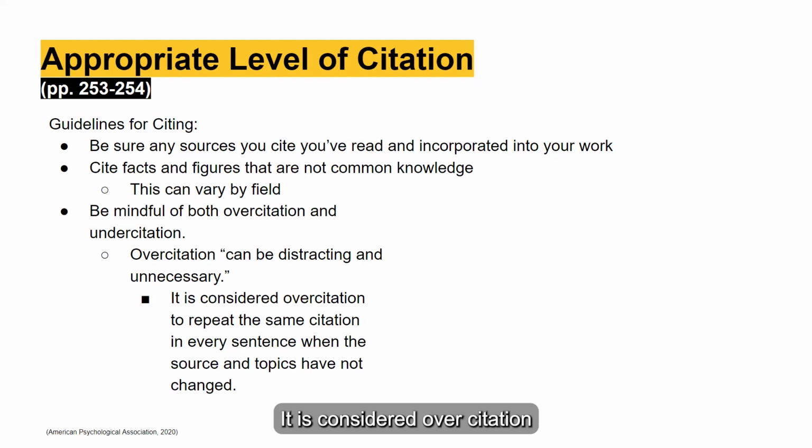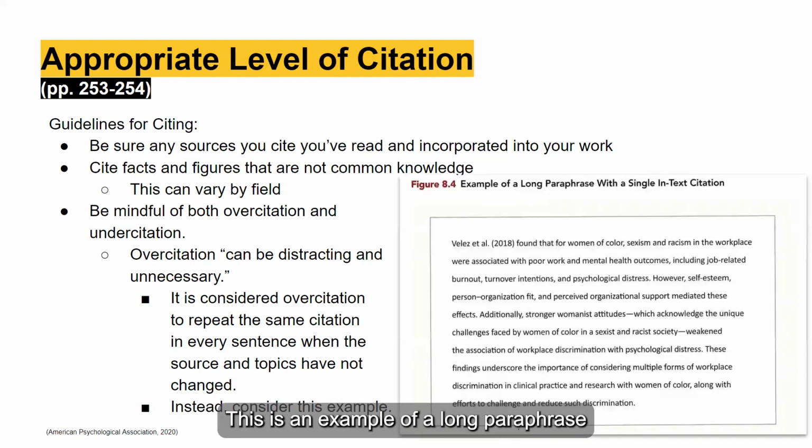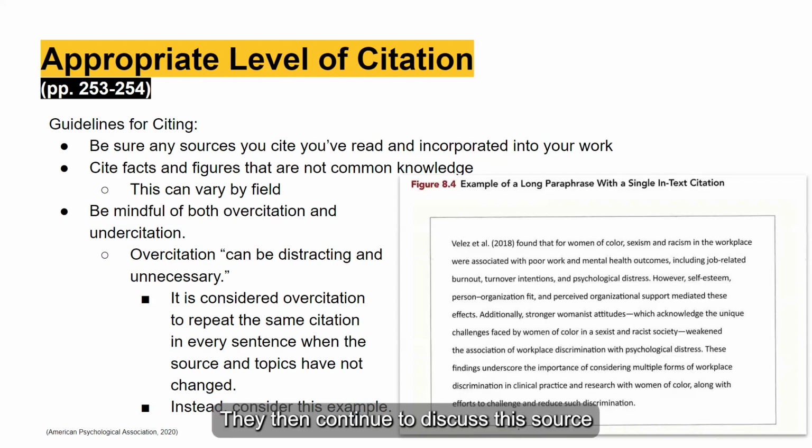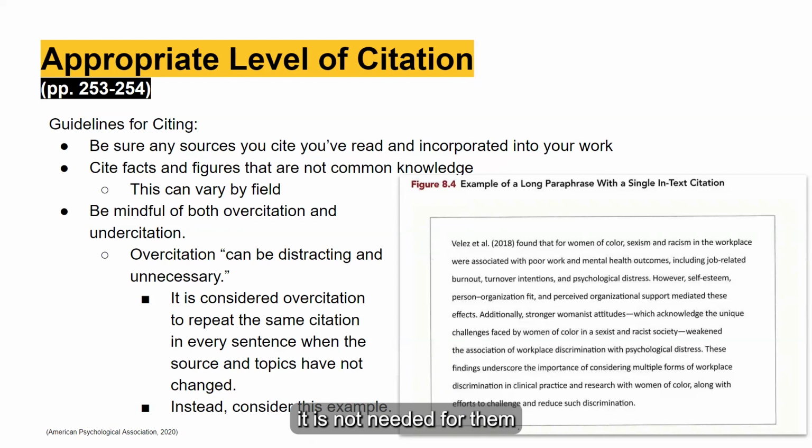It is considered overcitation to repeat the same citation in every sentence when the source and topics have not changed. Consider this example. This is an example of a long paraphrase with a single in-text citation. We can see that the author starts their paragraph by attributing the source that they are pulling from, Velez et al., 2018. They then continue to discuss this source and topic in this entire paragraph. Therefore, it is not needed for them to cite this source again.